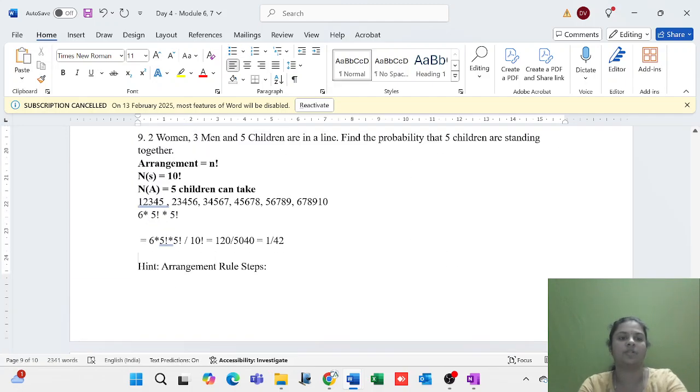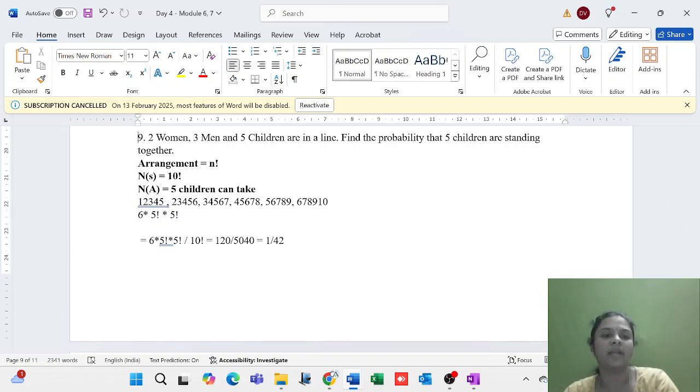I think ninth question. This is a question on arrangement based probability questions. 2 women, 3 men and 5 children are in a line. Find the probability that 5 children are standing together. All these questions, you would have learned the basics in permutation combination. Same concept only we are applying. There is no change. Same concept, but what we are doing is just converting it into probability.